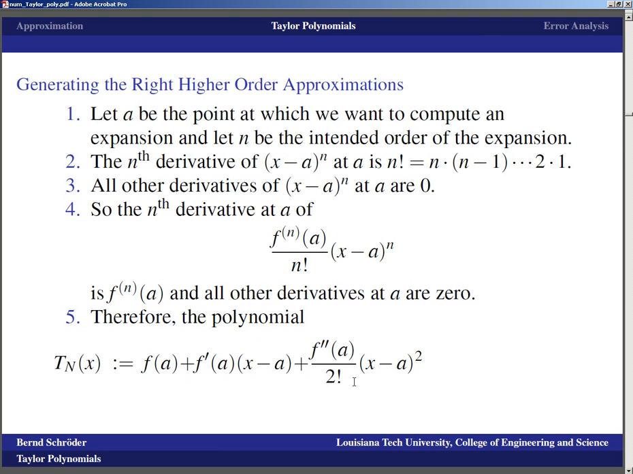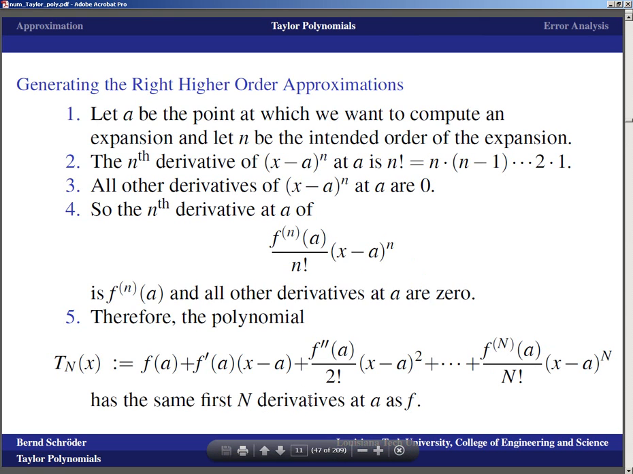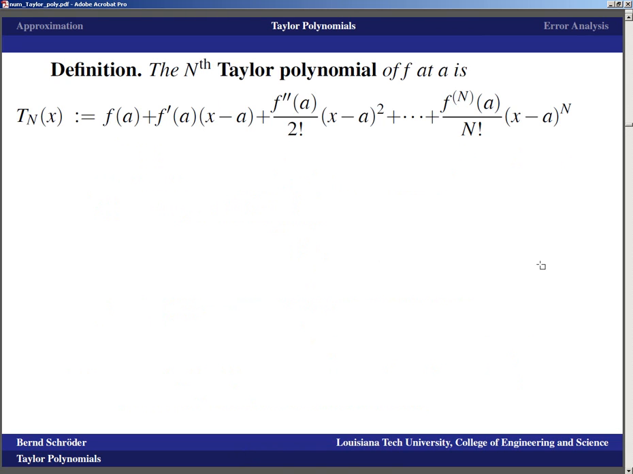So this is a polynomial that would match the first two derivatives, and if I keep going like that all the way to the capital nth term that is built in exactly this fashion, I get a polynomial that has the same first capital N derivatives at a as the function f. So this idea that we had previously, which says find a function that matches the first so and so many derivatives at a of the original function, that is given by this polynomial, and that is a Taylor polynomial, as we're going to record in the next definition.